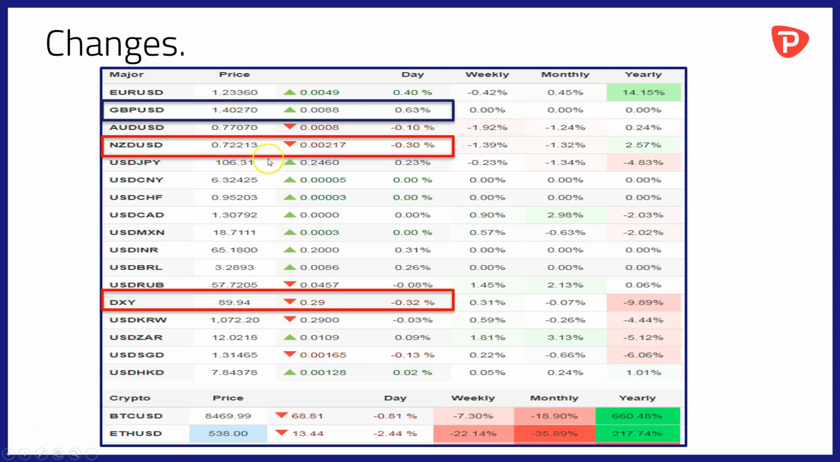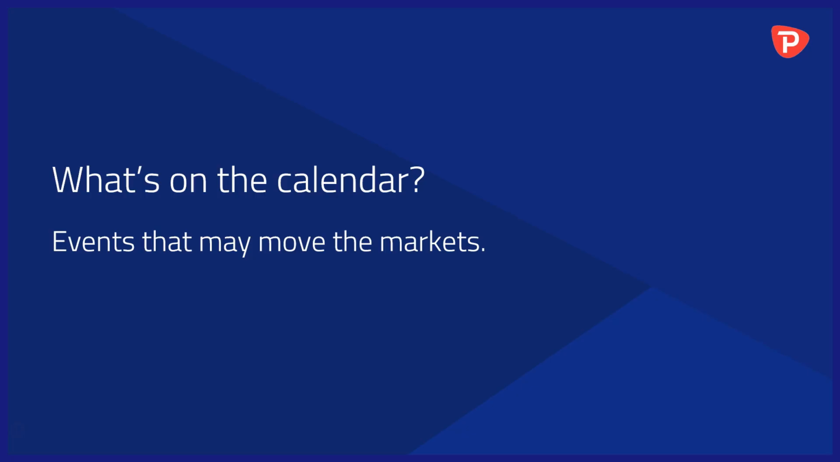The New Zealand dollar has also moved overnight, down around 0.3% against its American counterpart. We had seen some decent rallies in the Kiwi of late, so that may now have come to an end temporarily at least. And the dollar index itself is sliding to 89.94, back below 90, down around 0.32% over the last 24 hours. We flagged this 90 level before, quite key in our opinion. There's lots of pressure on the US dollar at the moment, and we'll look at some of those pressures later in the video.